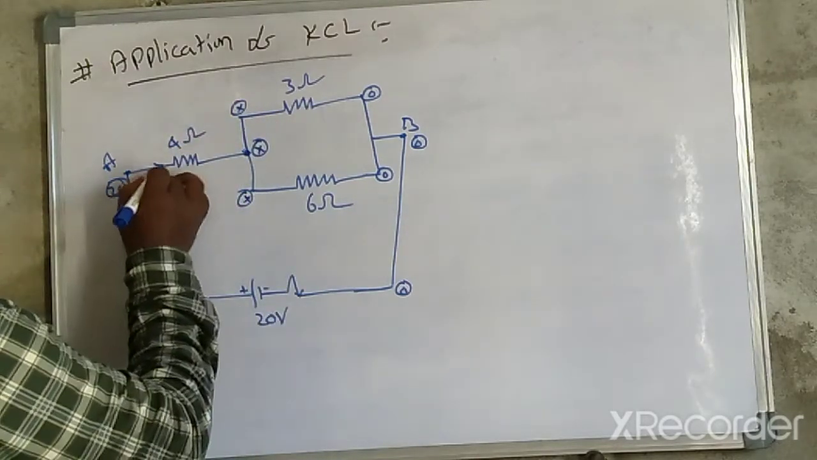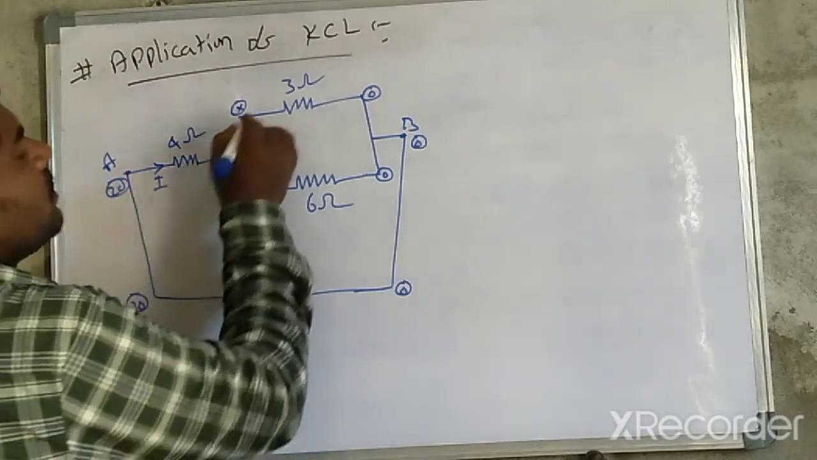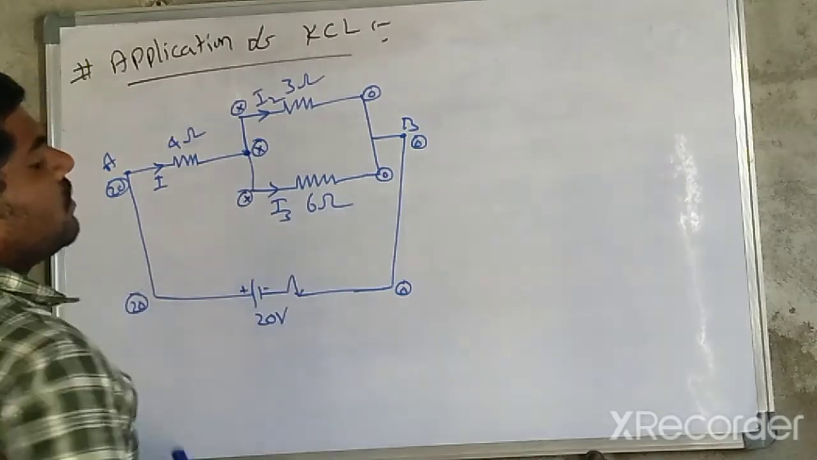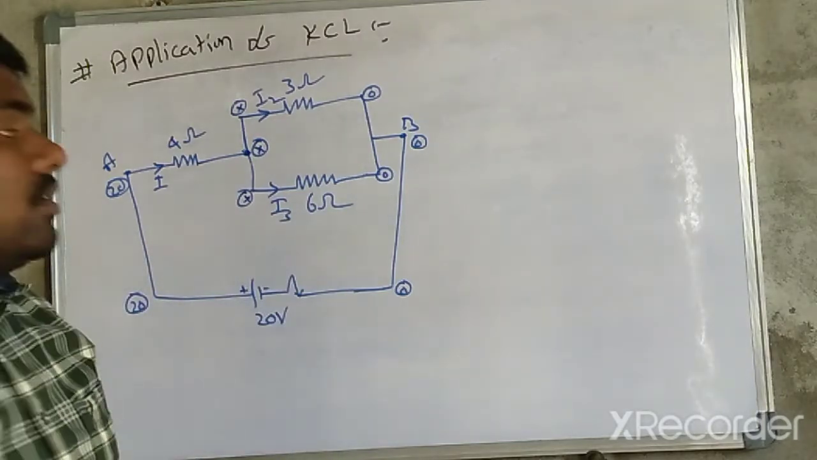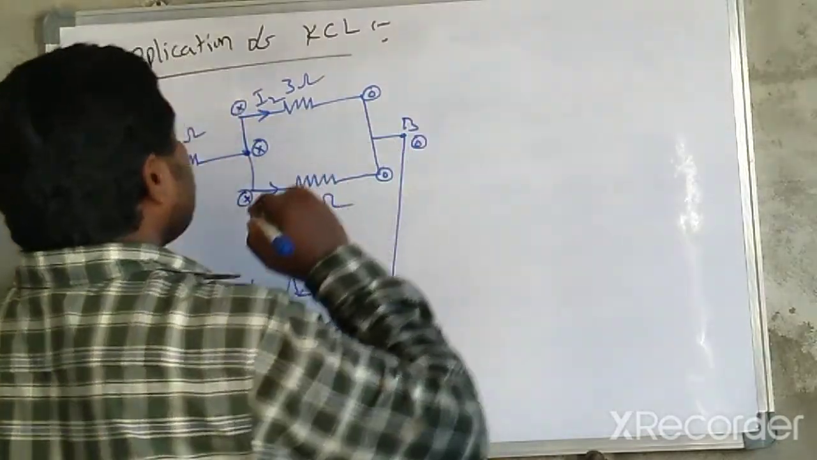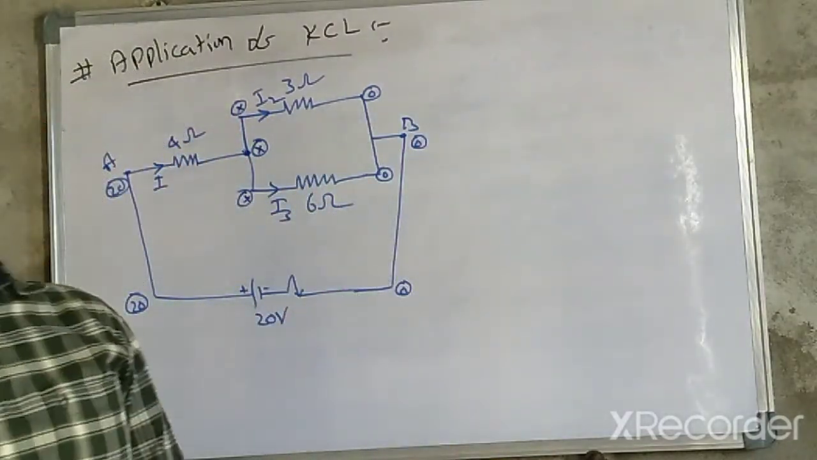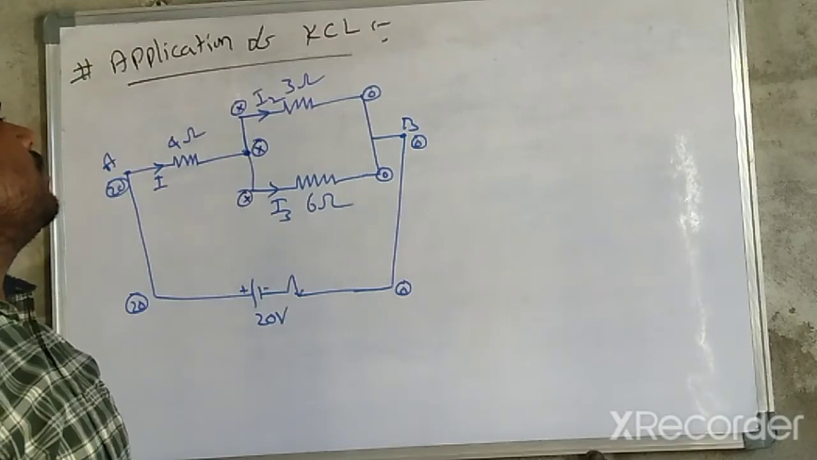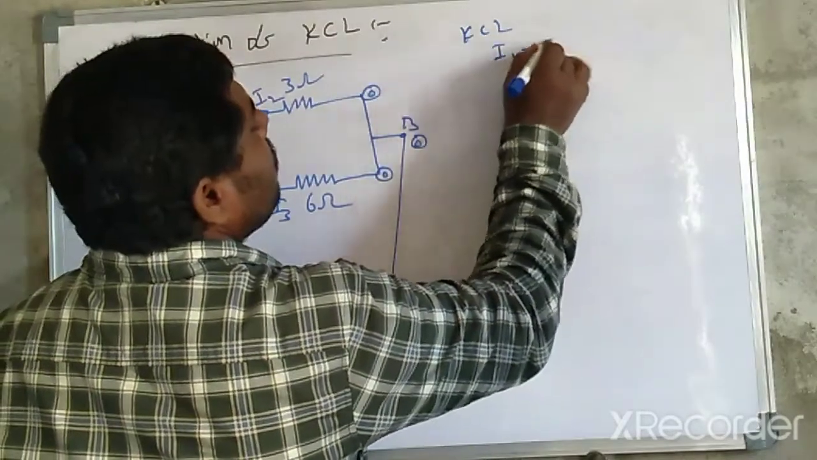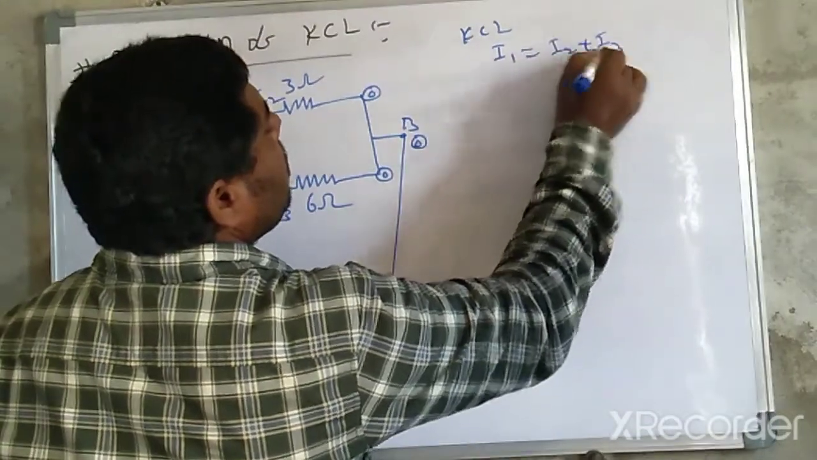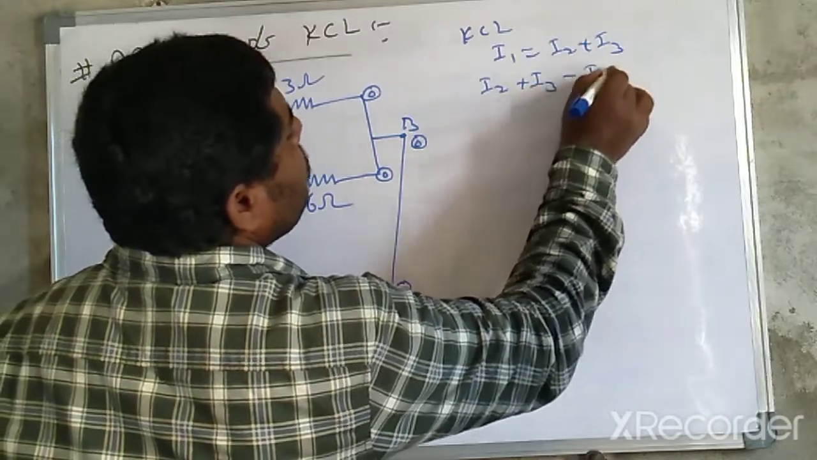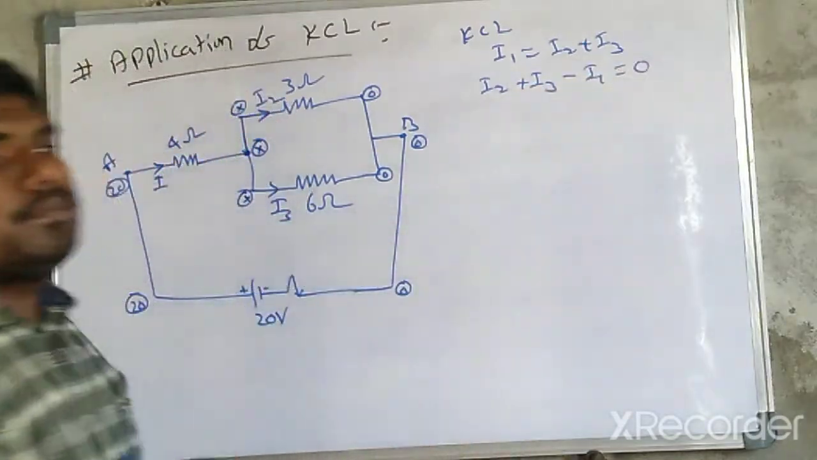Let us consider here the current I1 enters the junction. Here the current I2. Here the current I3. According to KCL rule, I1 is equal to I2 plus I3. It means I2 plus I3 minus I1 should be equal to 0.